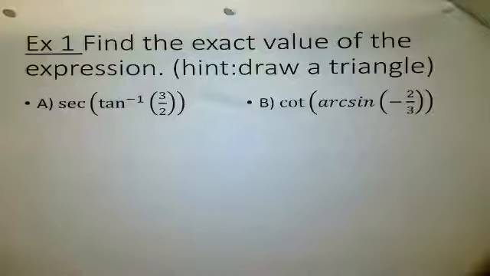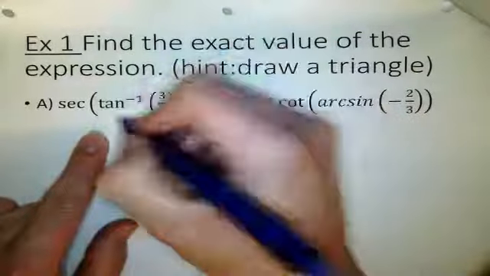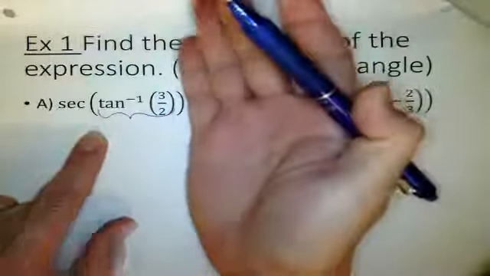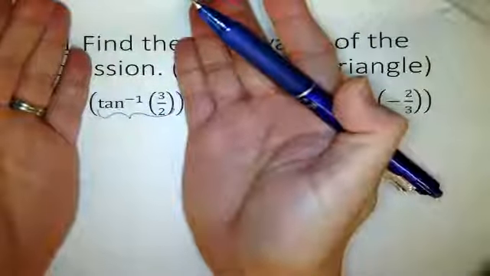Okay, so I have secant of tangent inverse of 3 over 2. And these are nested. We have a function inside. This is a composition of functions. Order of operations says we start inside the parentheses, and we're actually going to start on the innermost set of parentheses, and we're going to figure this out.